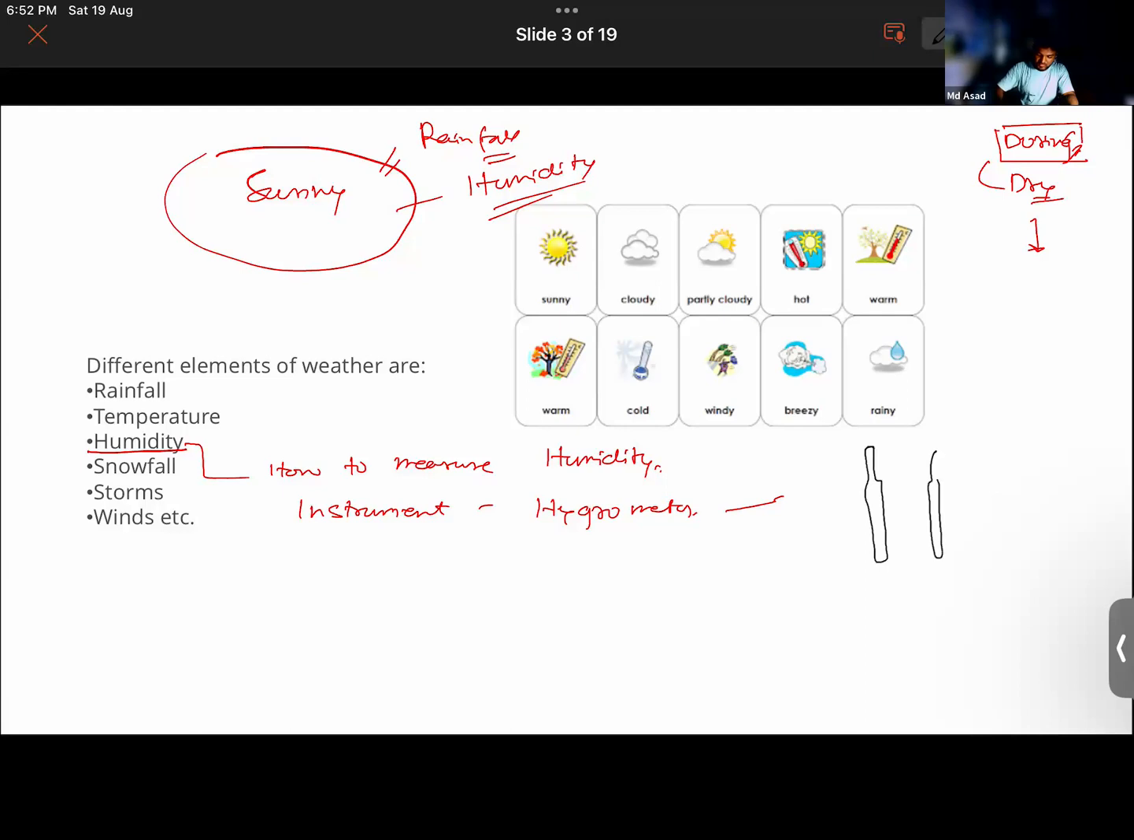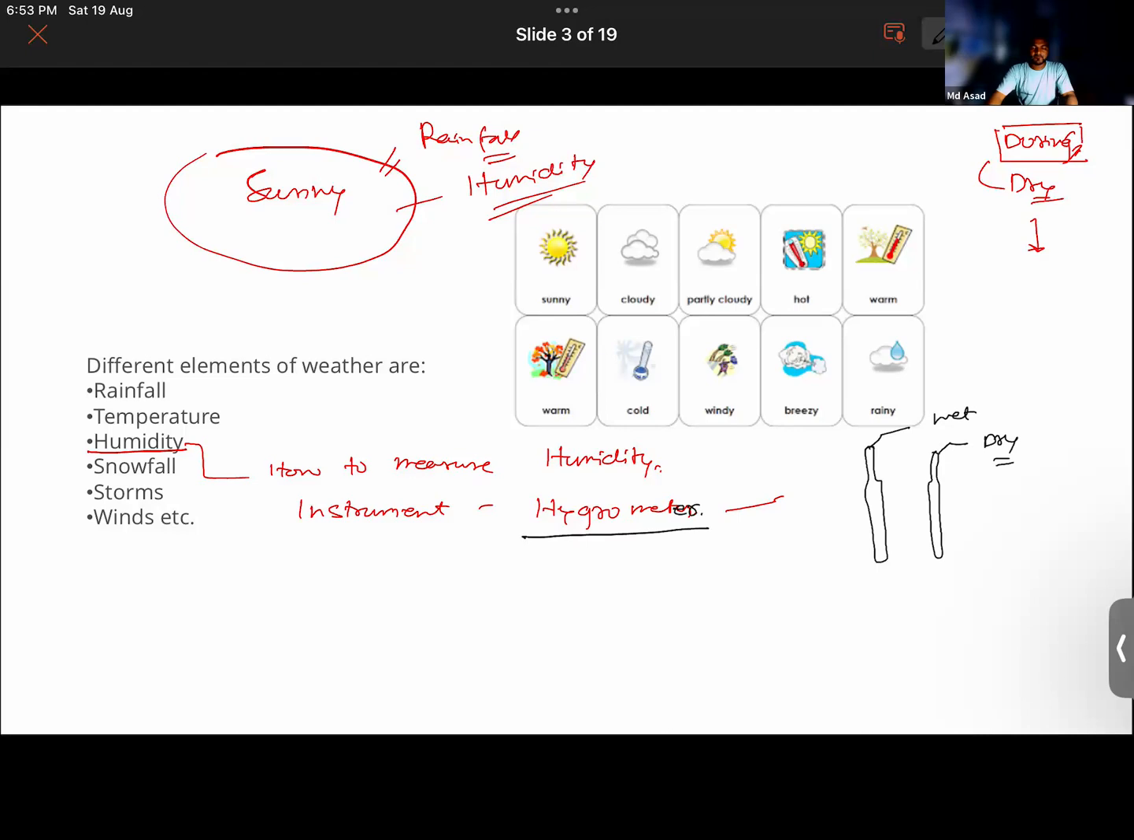Let's say these are two thermometers, and the bulb of one thermometer will be wet while the bulb of the other thermometer will be dry. What are we talking about? We are talking about a hygrometer. Getting it? Okay, that's it. That is what you need to know about the instrument. Nothing too technical about it.